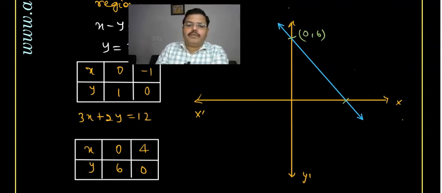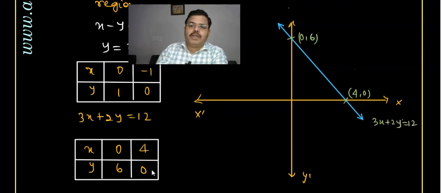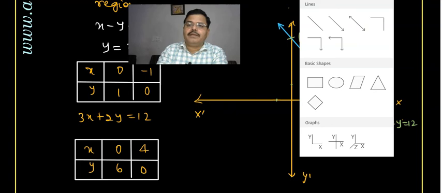X is 4 and y is 0. So that line is nothing else but this line: 3x plus 2y is equal to 12. Now the next one is (0, 1), which will be somewhere like this. Here is a point, and x is minus 1 and y is 0, that will be like this. So this line will be another line.